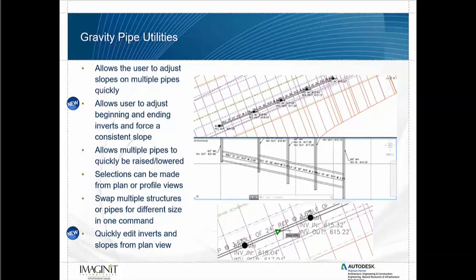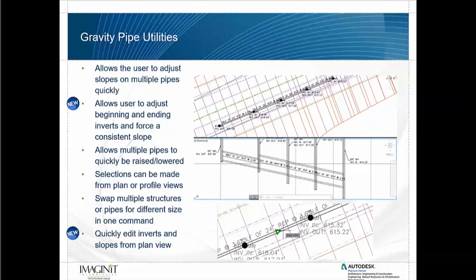I want to adjust my first three pipes to a grade of 2%, and my next three pipes to a grade of 1%, and my next three pipes to a grade of 0.5%. And per selection allows you to do this. The beautiful part about it is most of these tools allow you to modify the pipe networks in plan and in profile view.